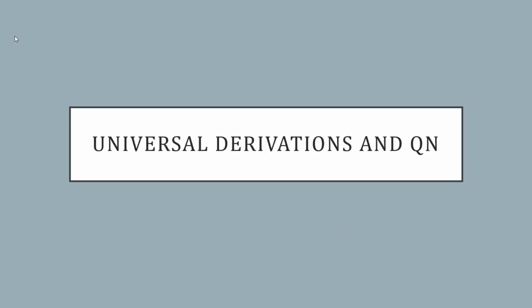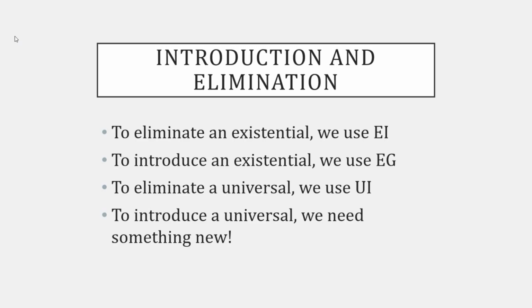We're going to do universal derivations, and we're going to do quantifier negation. To review from last time, we've got rules for eliminating an existential. You start from an existential statement and go to a statement that doesn't have the quantifier, EI. We introduce an existential using EG. We eliminate a universal using UI. And then you might be wondering, how do we introduce a universal statement? How do you get a universal? That's what we're going to do today.